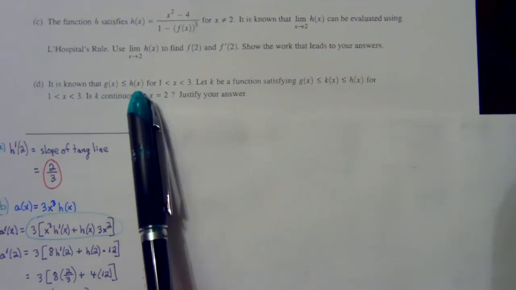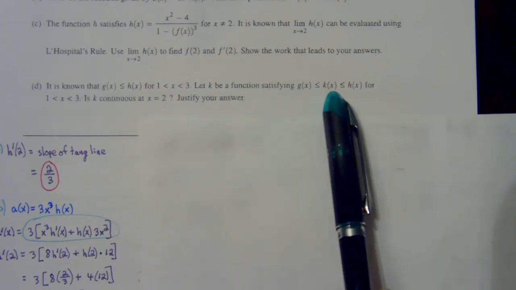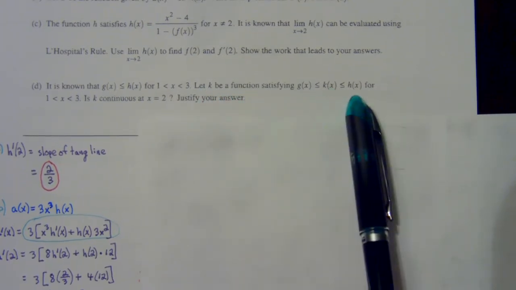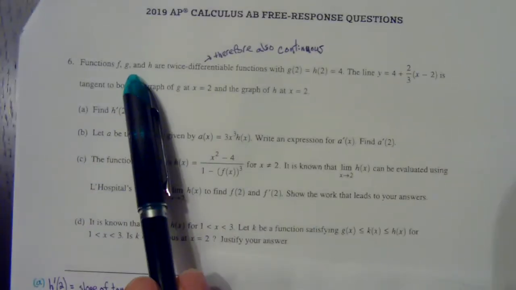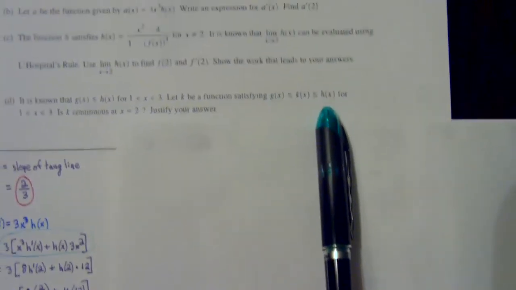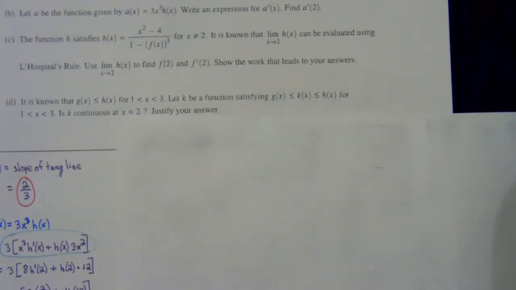It says g is smaller than h. It says k is a function satisfying that k is in between g and h. That's all we're saying there. It wants to know, is k continuous? Now, it tells us up top that g and h are differentiable, so I know that g and h are continuous. So you're putting a function in between 2 continuous functions. That's what's going on here.